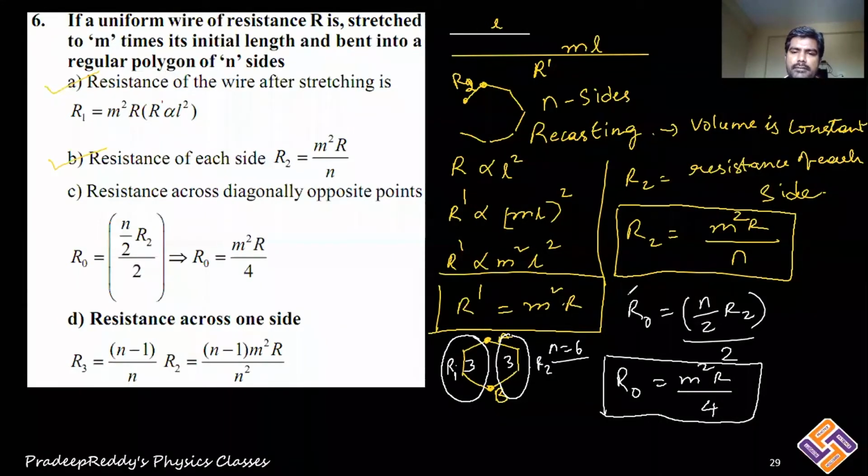This is the final expression you need to remember. Or you can even take R0 is equal to m square R divided by 4. This also you can use. These are the direct relations in order to find out the effective resistance in the circuit.